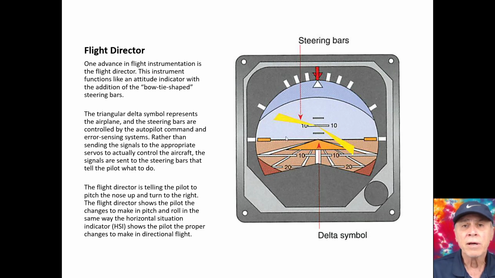So if you were in level flight, you would be right here on the horizon. But it's saying pitch up. In this case, it would be like 10 degrees, and turn or bank to the right. It does it the same way as the horizontal situation indicator, which I believe we have a slide on also. So flight director, horizontal situation indicator, very similar.